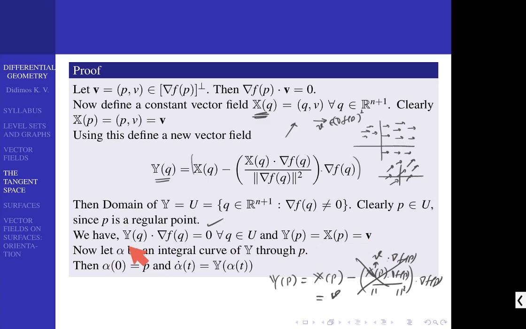Now corresponding to this Y of q, we can get an integral curve. This is by the theorem discussed in chapter 2: every smooth vector field has a maximal integral curve. Now let alpha be an integral curve of Y through p, with alpha of 0 equal to p and alpha dot t equal to Y of alpha of t. This is nothing but the maximal integral curve of Y. The existence of such a curve is discussed in chapter 2.